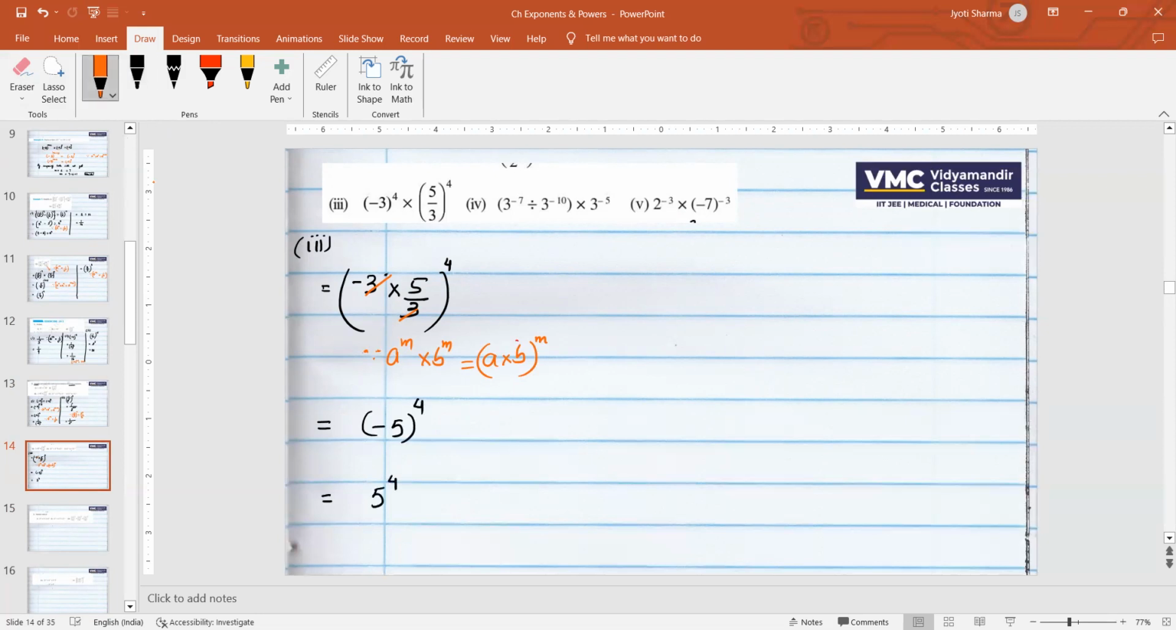Again, the same concept. If a negative number is raised to an even power, it is equal to a to the power even number. That is here, it will become positive. And the question is asking, leave the power in the positive exponent form. Fourth part, here we will do powers are being subtracted.